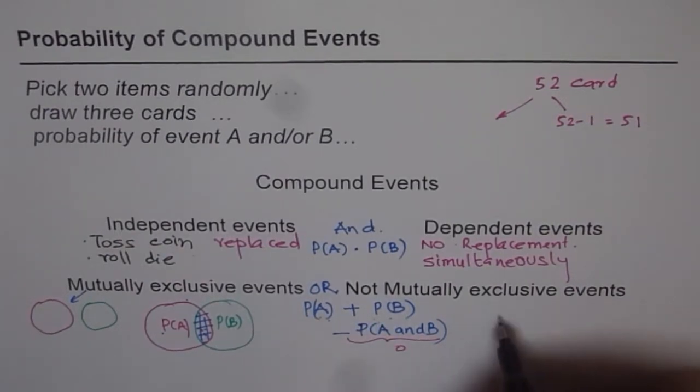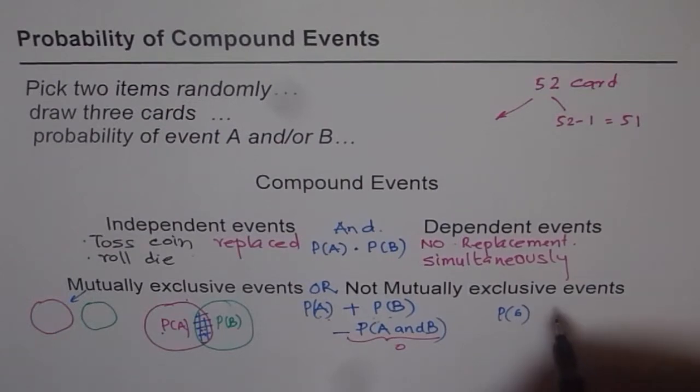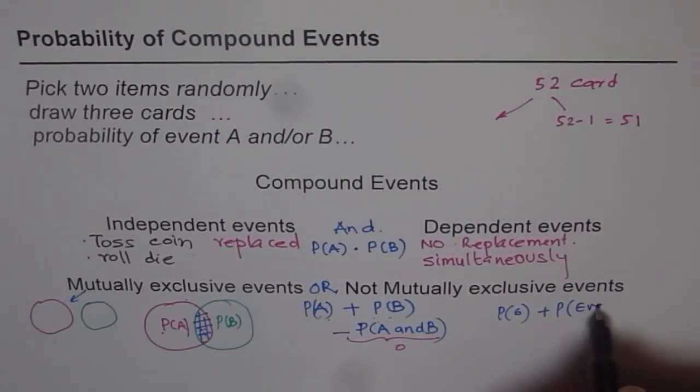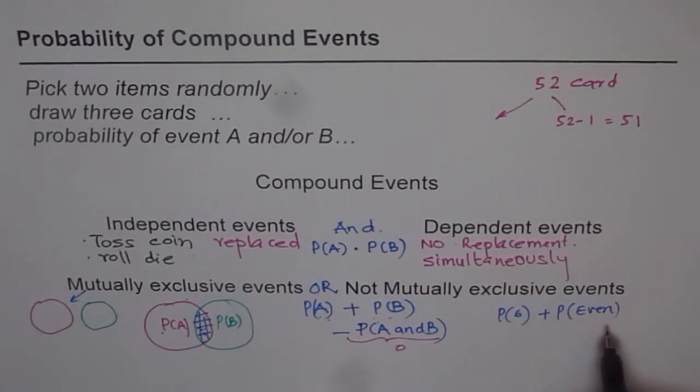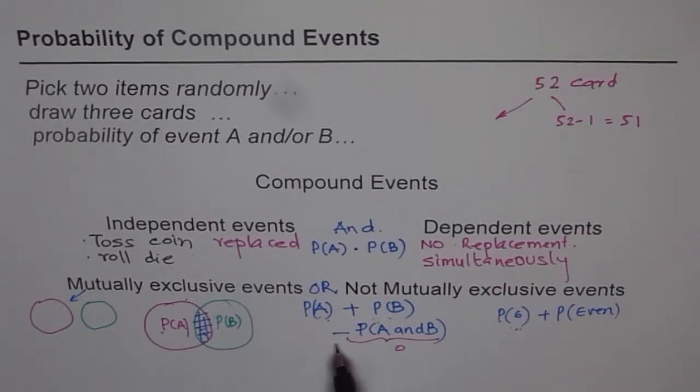How about this? Probability of getting 6, or that means probability of getting an even number. Now there is overlap. 6 is also an even number. Do you see that? So there is an overlap. In such cases, we have to exclude what is common. And these are examples of not mutually exclusive events.